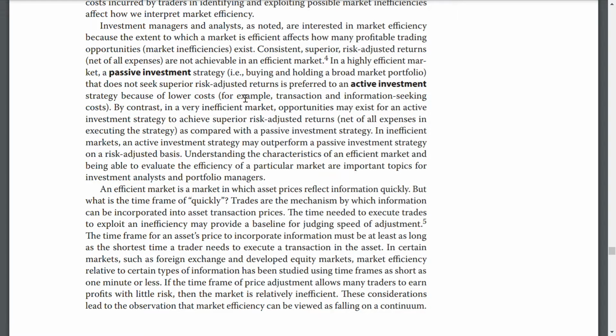Trades are the mechanism by which information can be incorporated into asset transaction prices. The time needed to execute trades to exploit an inefficiency may provide a baseline for judging the speed of adjustment. The time frame for an asset's price to incorporate information must be at least as long as the shortest time a trader needs to execute a transaction in an asset. In certain markets, such as foreign exchange and developed equity markets, market efficiency relative to certain types of information has been studied using time frames as short as one minute or less.